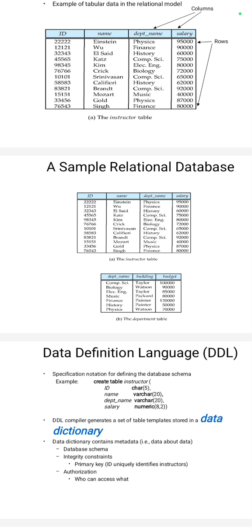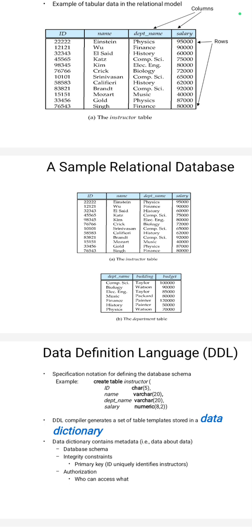Now we go on to the database languages. There are different types of database languages like data definition language, data manipulation language, and so on. DDL is a specific notation for defining the database schema, like when we are writing the SQL query: create table instructor, ID char, name varchar, department name varchar, salary numeric. The DDL compiler generates a set of tables stored in a data dictionary.